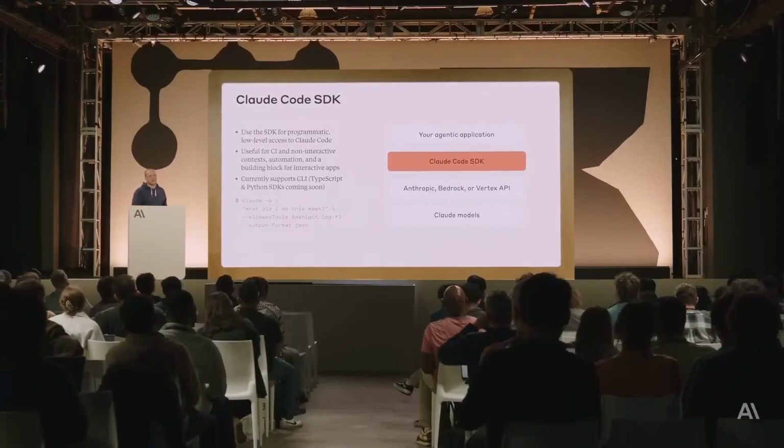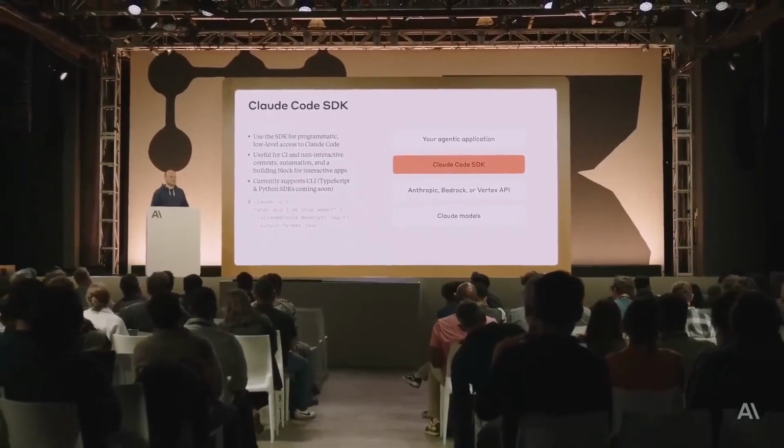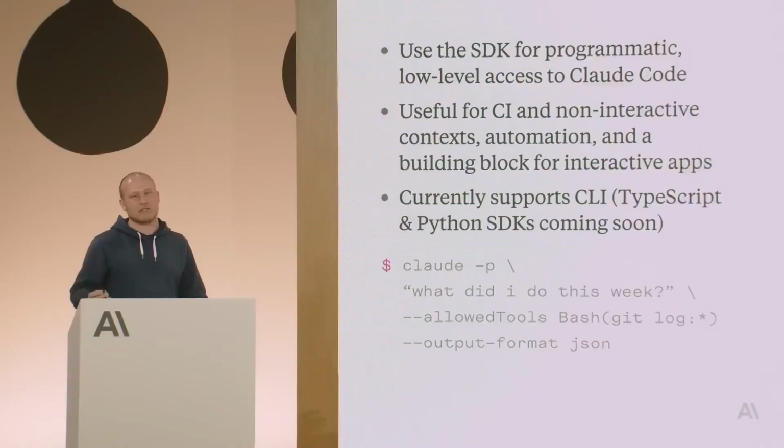We use this in CI all the time. We use this for incident response. We use this in all sorts of pipelines. So really convenient. Just think of it as like a Unix utility. You give it a prompt, it gives you JSON. You can use this in any way. You can pipe into it, you can pipe out of it.